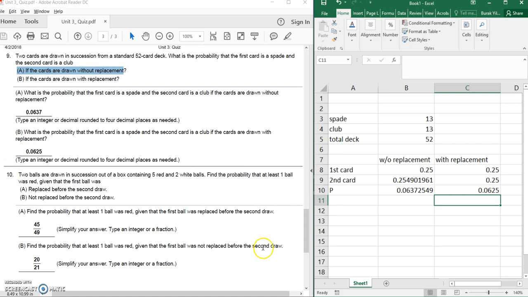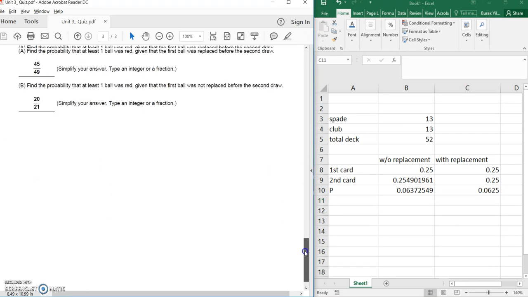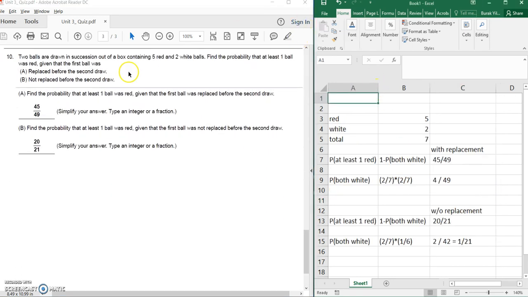So that's number 9. And then the last question here, I think this is the last. Yes, number 10. So in part A, we're drawing 2 balls. And again, here's the setup. There are 5 red balls, 2 white balls, so that makes a total of 7 balls. In the first scenario, we're pulling 2 balls with replacement. So you pull the first ball and then you put it back and then pull the second ball.